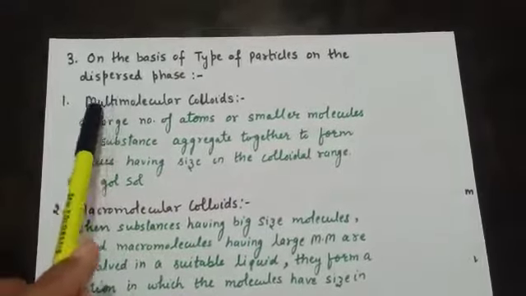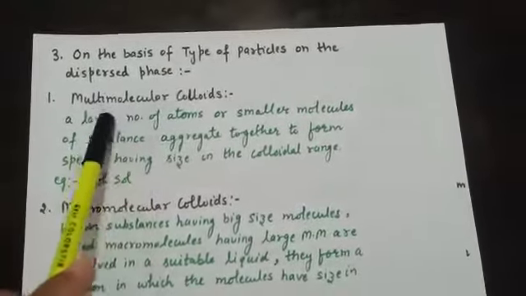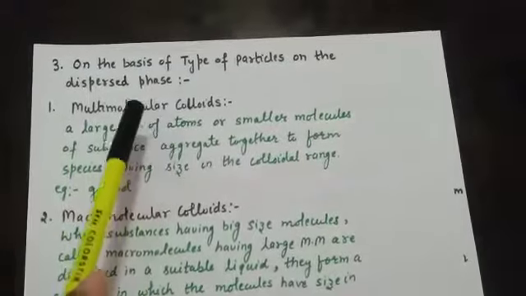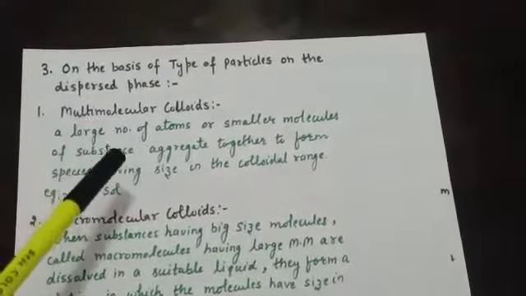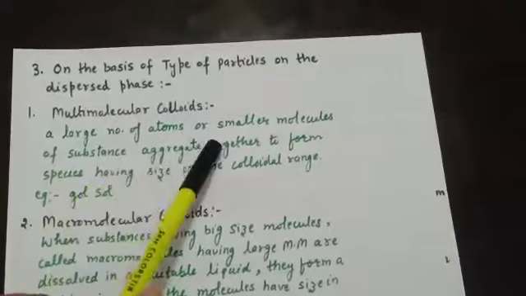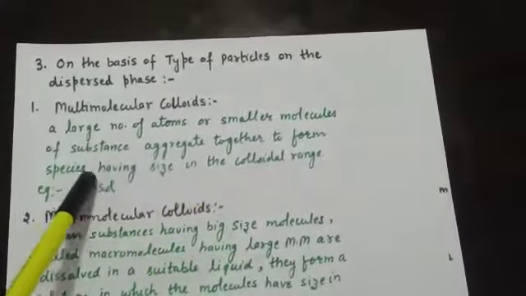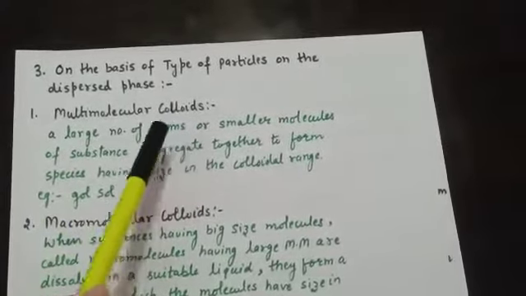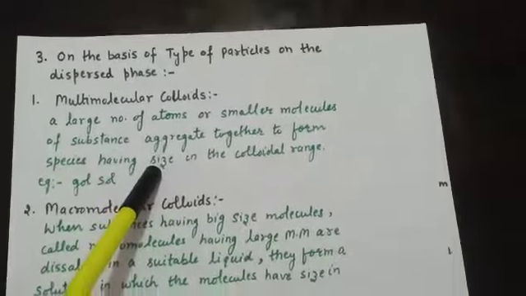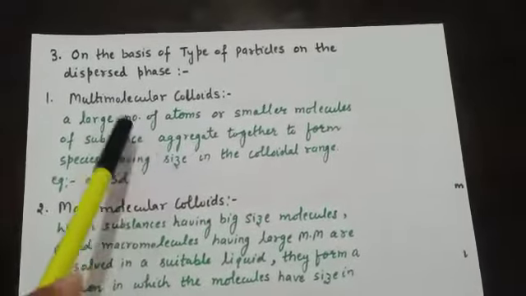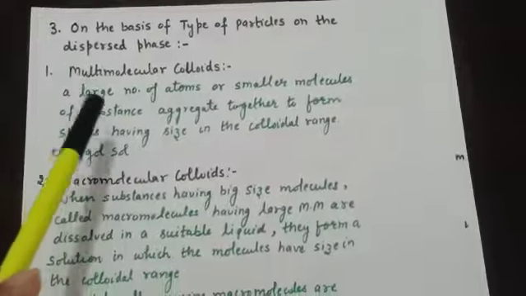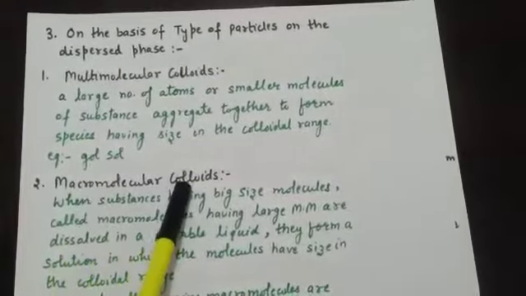So what happens in the case of multimolecular colloid? A large number of atoms or smaller molecules aggregate together to form species having a size in the colloidal range, that is, the size lies between 1 nanometer to 1000 nanometer. An example is gold sol.